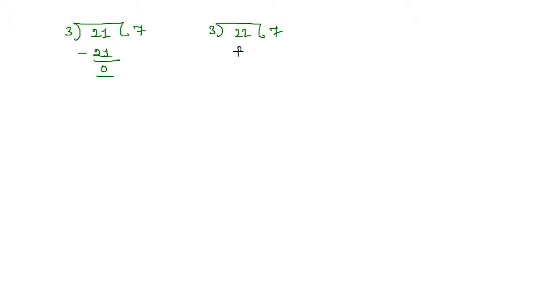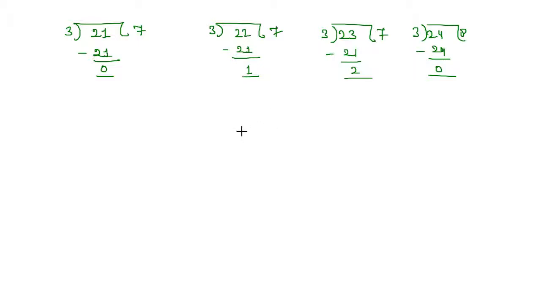So 3 7s are 21. You have this 1. Now consider 23. 3 7s are 21. You have 2. Now again consider 24. We have 3 8s are 24. And this is 0. You notice that your remainder just moved from 0, 1, 2 and again became 0. It never became 3 nor did it become 4 or whatever.